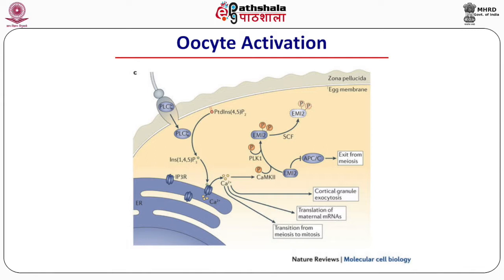This leads to activation of the IP3 gated channels on the endoplasmic reticulum and releases calcium ions. The calcium ions in the cytoplasm act on the cortical granules and allow them to release their content, because of which zona hardening takes place, which we have just discussed.